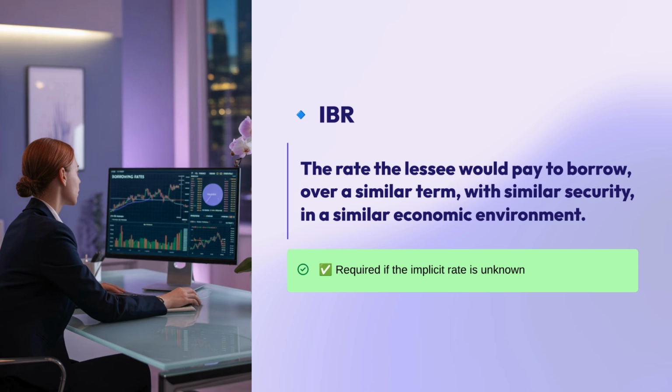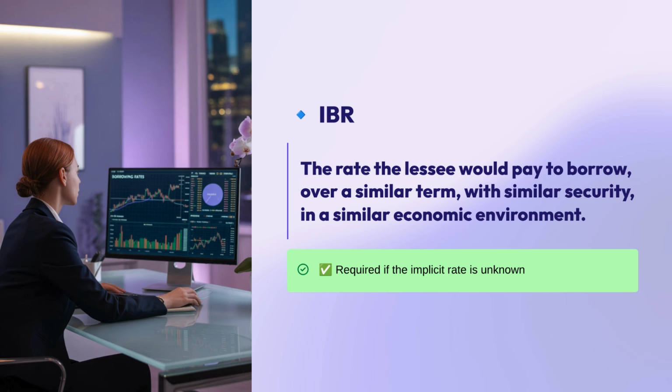IBR and OBR, key differences. So what's the difference between IBR and OBR? The incremental borrowing rate, or IBR, is the rate the lessee would pay to borrow over a similar term with similar security in a similar economic environment. This is required under IFRS 16 and also used under FRS 102 when the implicit rate is not available.